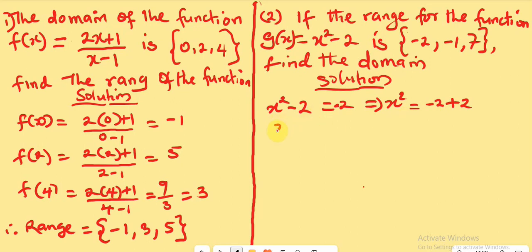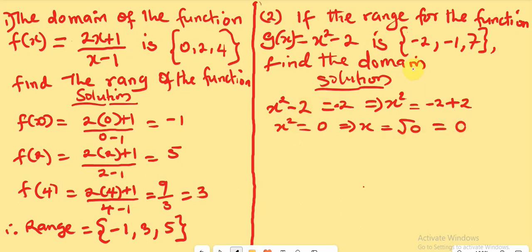So x squared is equal to minus 2 plus 2, which is 0. So x is going to be the square root of 0. It's going to be 0. Remember, whenever you're looking for the square root of a number, the result is going to be either plus or minus. But 0 doesn't have plus or minus, so it's just 0.